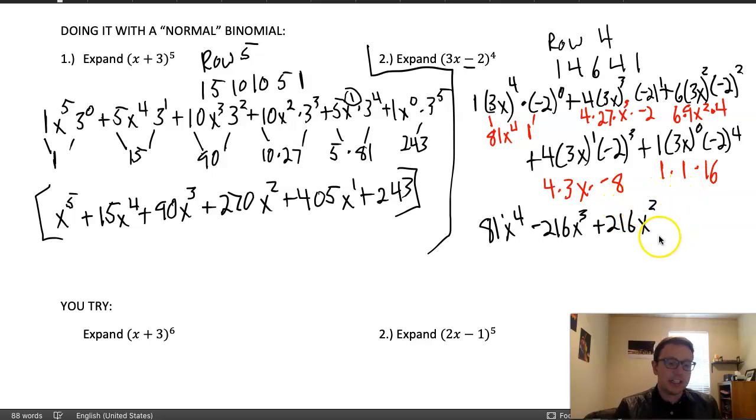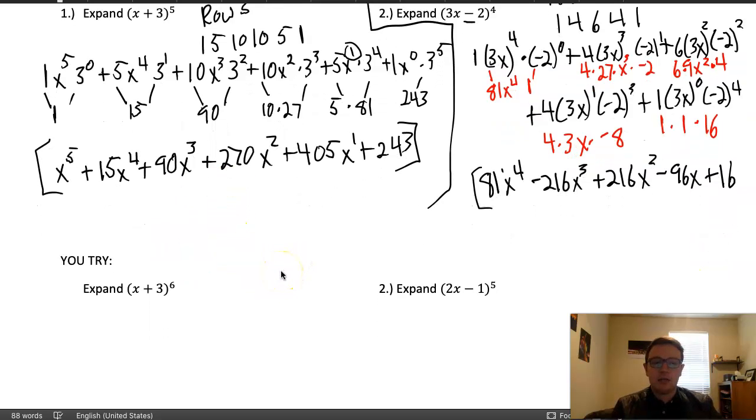Then we have 4 times 3 times negative 8. Put that into our calculator. We see that that's going to be minus 96x. And then our last term is going to be 1 times 16, or plus 16. So this is our answer: 81x to the fourth minus 216x cubed plus 216x squared minus 96x plus 16.